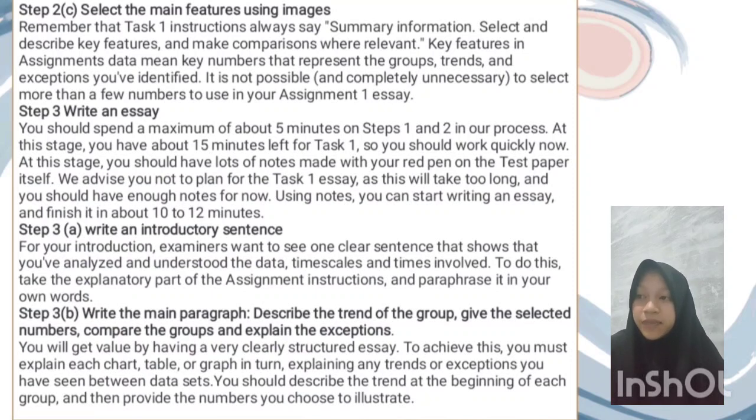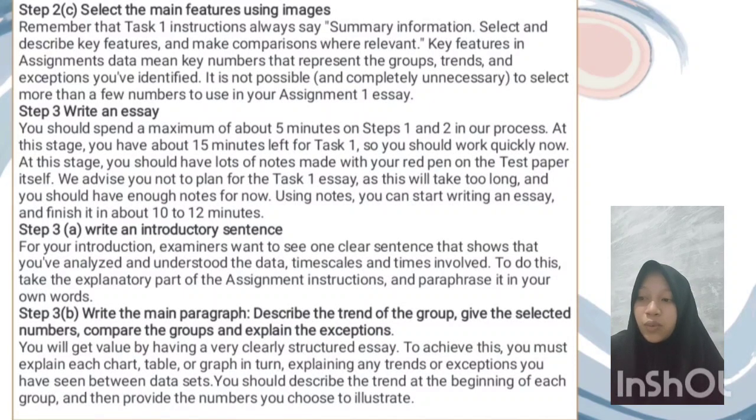Step 2c. Select the main features using images. Remember, the Task 1 introduction always says summary information. Select and describe key features and make comparisons where relevant. Key features in a data set mean key numbers that represent the group, trend, and exception you have identified. It's not possible and completely unnecessary to select more than a few numbers to use in your Task 1 essay.